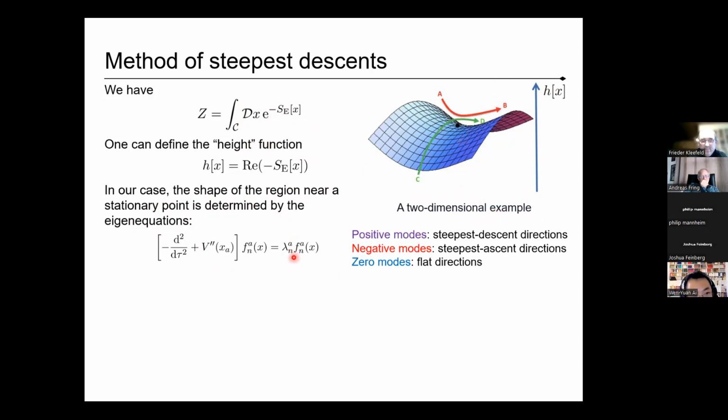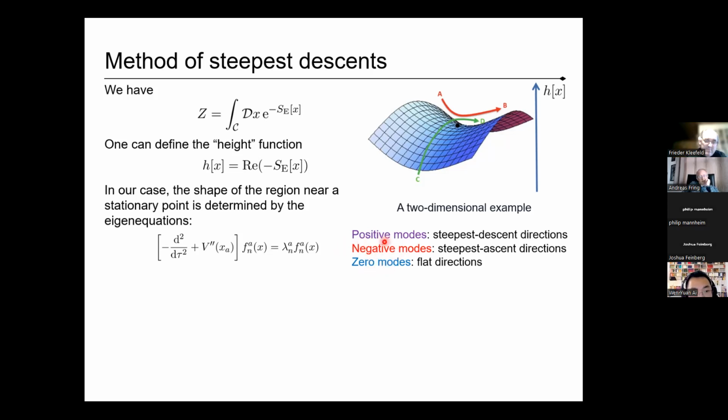Now, the positive mode is just the mode with a positive eigenvalue. The positive modes give us steepest descent directions. Why? Because there's a minus sign here. So when you have positive, it means that the direction goes down. And the negative modes give us the steepest ascent directions. We can also have some zero modes, and zero modes are just flat directions. The physical meaning of zero modes is that there is some degeneracy for the stationary points.